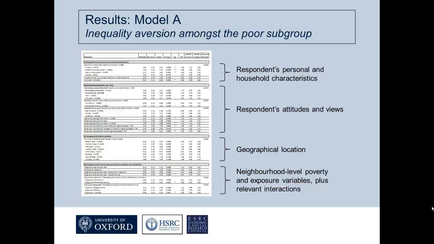We start off with the respondents' personal and household characteristics. We then have a section on respondents' attitudes and views, a section on geographical location, and finally at the bottom, a section on neighbourhood level poverty and exposure variables, plus any relevant interaction with these neighbourhood level variables. And it's this final bottom section of variables which is the particular emphasis of this research project, and which I'll pay particular attention to for the remainder of this presentation.